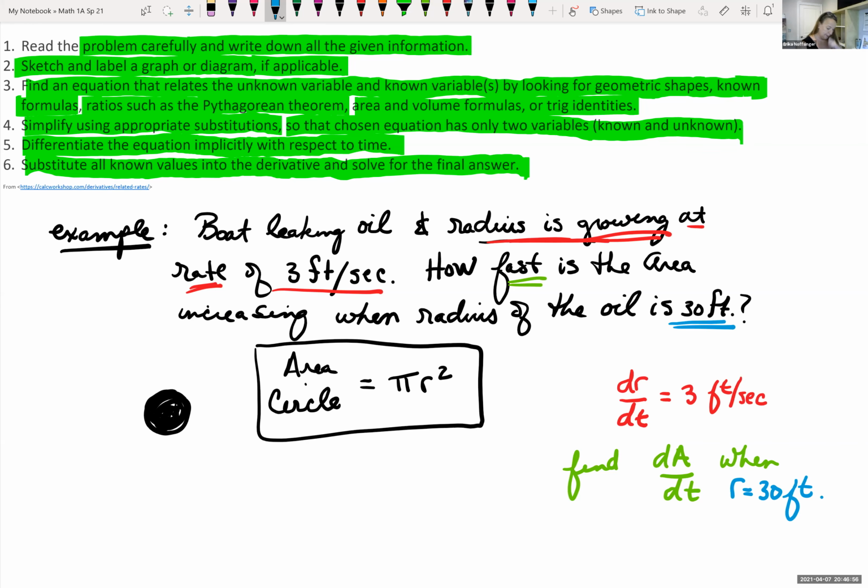So we want to take the derivative, implicitly differentiate both sides. So the derivative of the area, dA/dt, is equal to, taking the derivative of pi r squared, well, pi is just a number, a coefficient in front. So bring down our 2. We get 2 pi r. And r is with respect to time, and so we have to tack on this dr/dt.